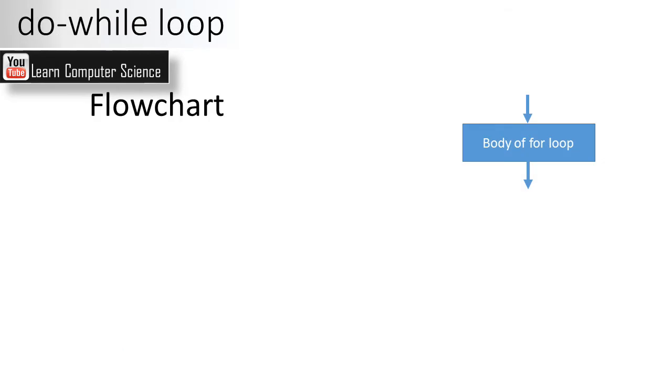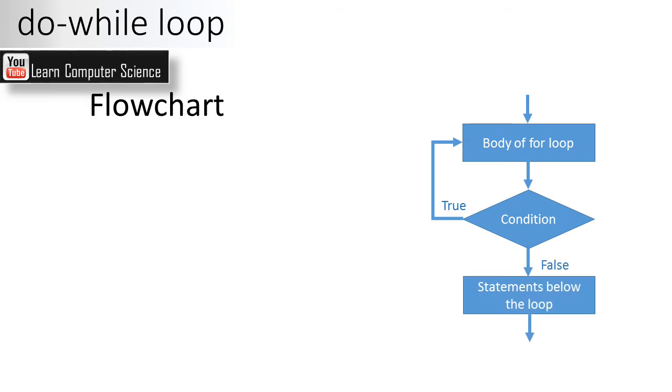Here is the flowchart of it. It firstly executes the body one time, and then checks for the condition. If the condition is true, it will go into the body again. And if the condition is false, it will terminate the loop.